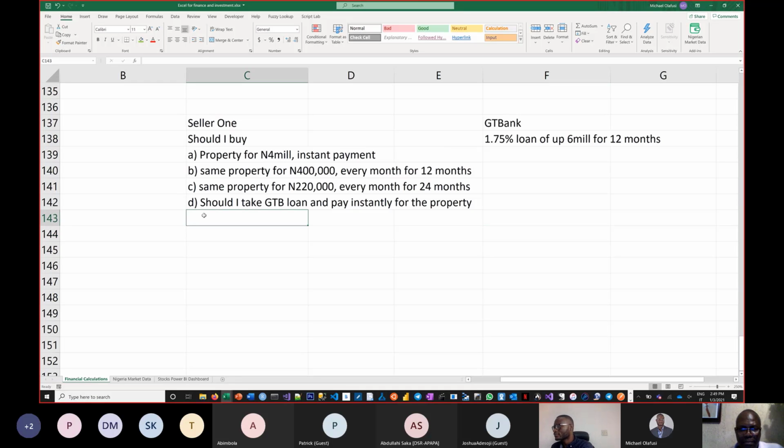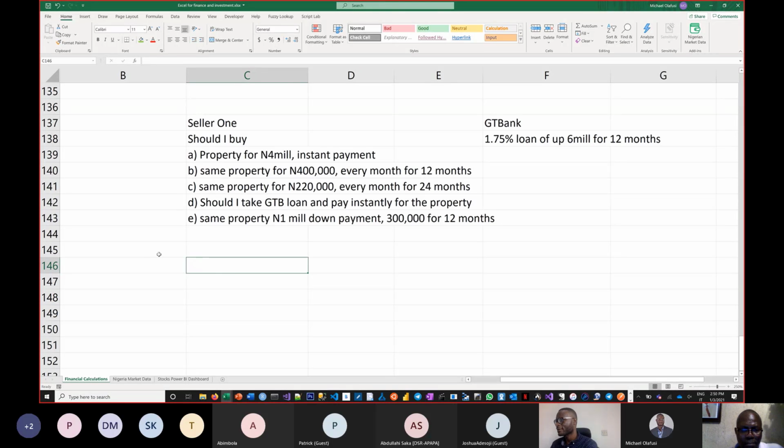So let's say another seller is giving the same property, but you pay, let's say, 1 million down payment, and the remaining 3 million is going to be spread at 300,000 for 12 months. So how do you compare all these options? This is what this thing makes possible. So let us look at it.